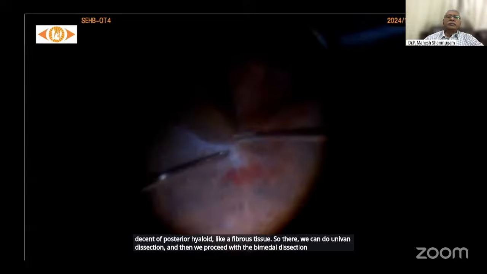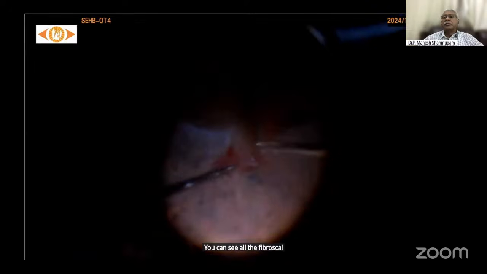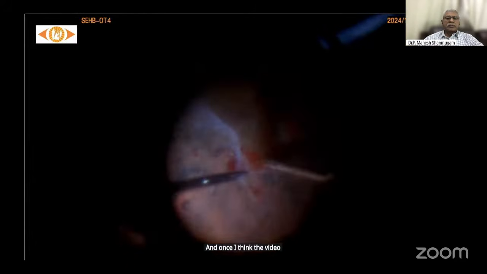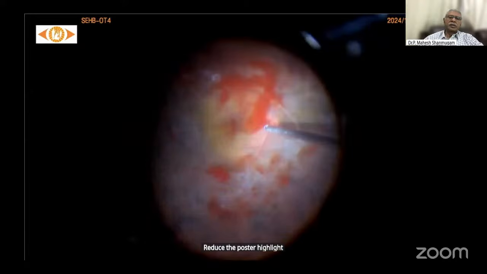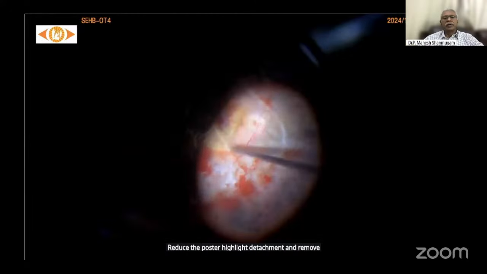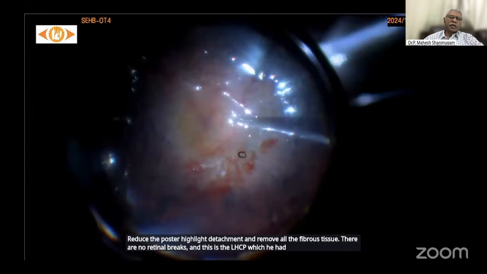So here you can see all the fibrovascular nails. We induce the posterior hyaloid detachment and remove all the fibrous tissue. There are no retinal breaks. And this is the LHCP which he had as well, and then fluid air exchange.